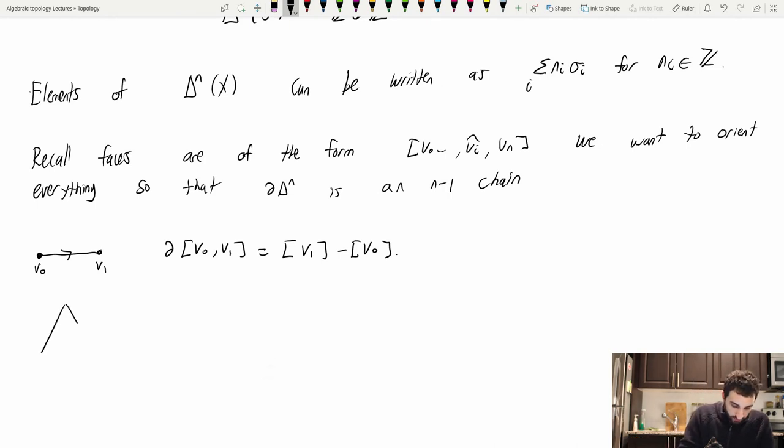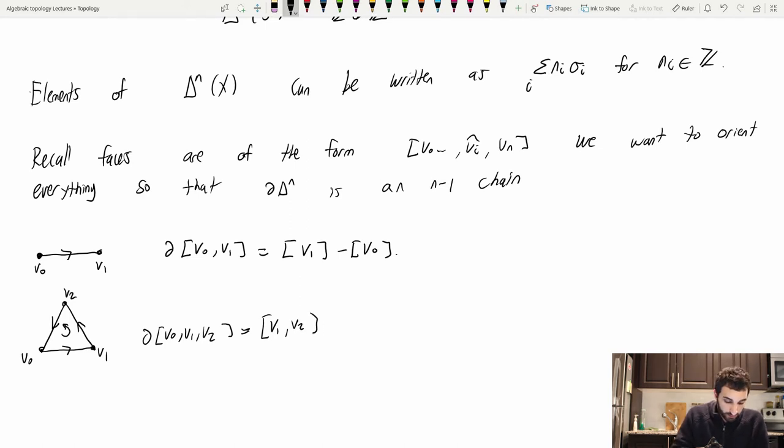And for a two simplex, let's orient the two simplex counterclockwise. And now we want the boundary to be consistently oriented with this counterclockwise direction. So I orient the boundary like so. And so now the boundary of V0, V1, V2 is, well, I cut out V0, and then I'll get V1, V2. And that is exactly the orientation I have here in my picture. It goes from V1 to V2.